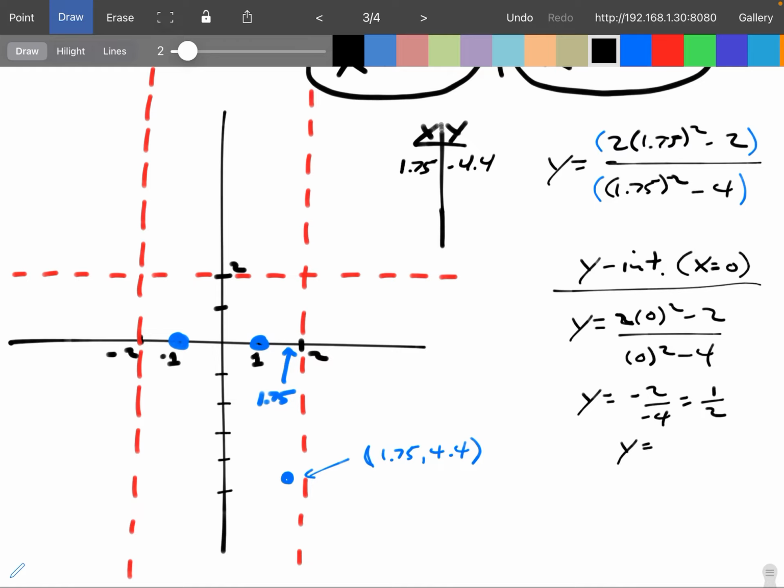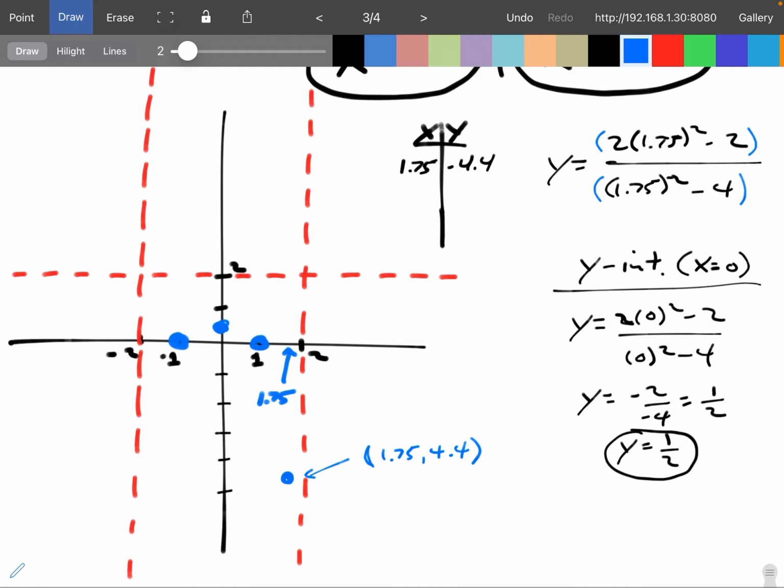So that's a nice point to know, because that right there, y equals 1/2, is the y-intercept. That's the y value where the graph hits the y-axis. So this graph is going to hit the y-axis right here at y equals 1/2. All right, well now I'm getting the idea what's going on with this thing.